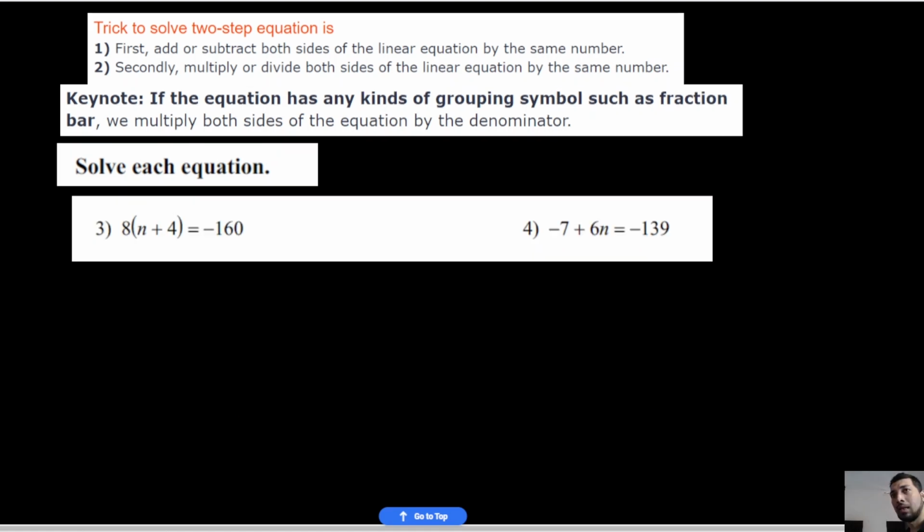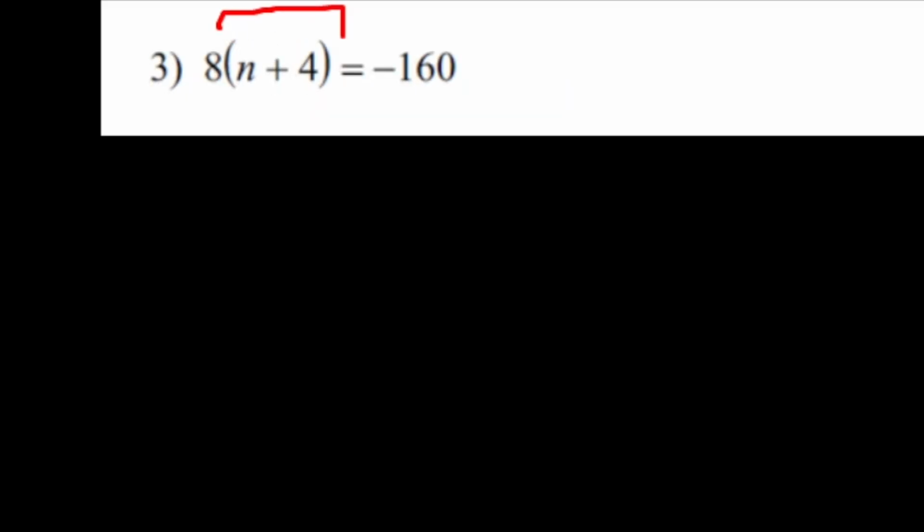Perfect. Let's look at number 3 here. We have 8 times, within parentheses, n plus 4 equals negative 160. In this case, we can see that we have a grouping symbol right here. So we cannot add or subtract these 4 because 4 is within the grouping symbol. So we need to get rid of this 8. So since 8 is multiplied with this grouping symbol part, n plus 4, we need to do division first so that we can get rid of this 8. So here we apply the second strategy. So divide both sides by 8. If we divide both sides by 8, we get n plus 4.